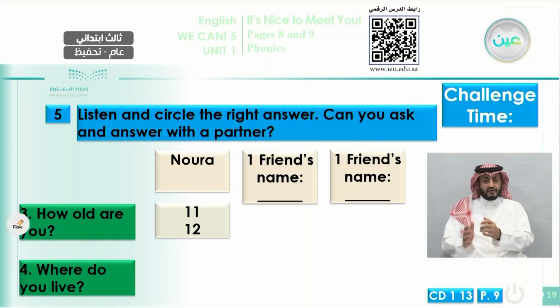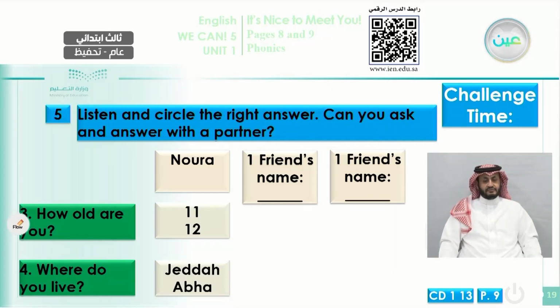The answer here, 11 or 12. The answer here, Jeddah or Abha. She lives in Jeddah or Abha. You can tell after listening. So you listen now and you will decide what the age is and where she lives. Okay, where Noura lives. Let's listen.